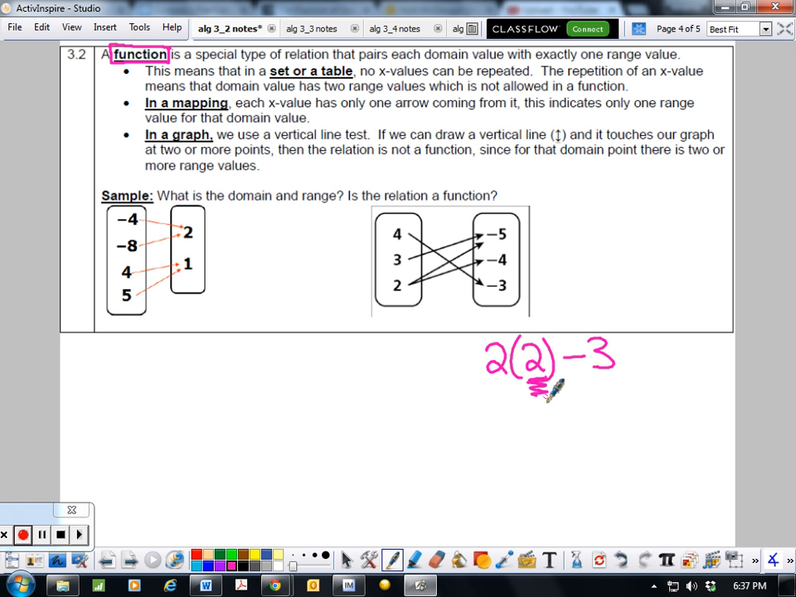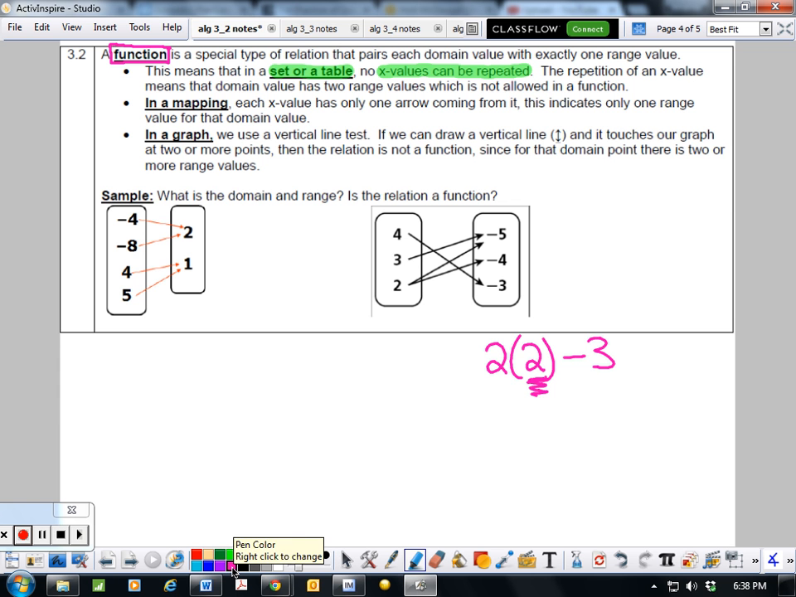So how is this going to look? If we have a set or a table, none of our x values can be repeated. If we're looking at a set, we're looking at those x values, and if we see the number 4 listed twice, it's not a function. If I look at a table and I see the number 4 for x listed twice, it's not going to be a function. Because if it's listed twice, that means it has 2 different y values, which is not allowed.